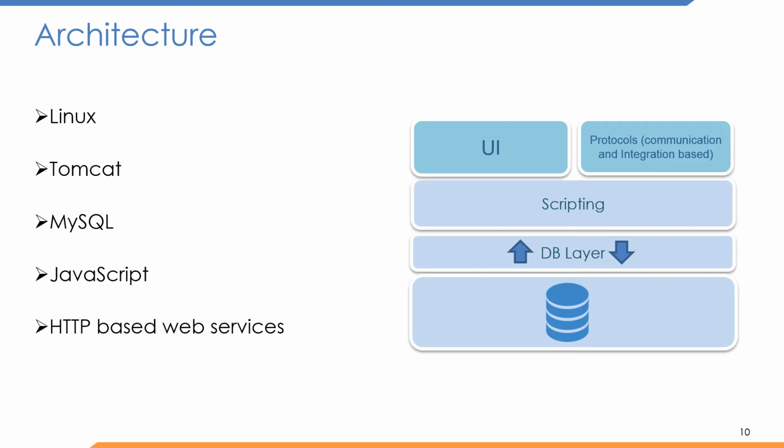Now, its first layer is a user-friendly UI. You can see that there are many integrations and communication protocols like SOAP and REST. The second layer is the scripting layer. It is for task and process scripts used within ServiceNow, for example, client script, Jelly, and JavaScript.